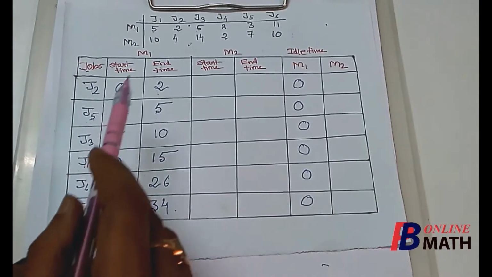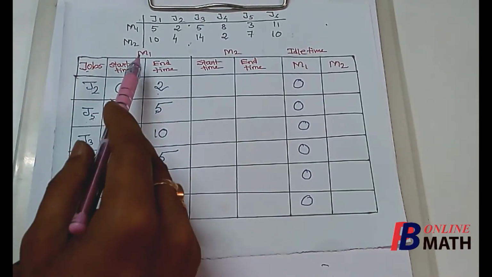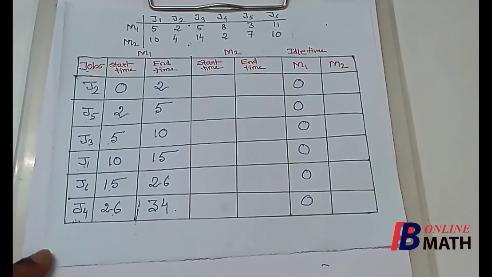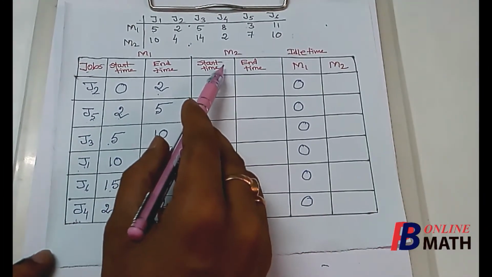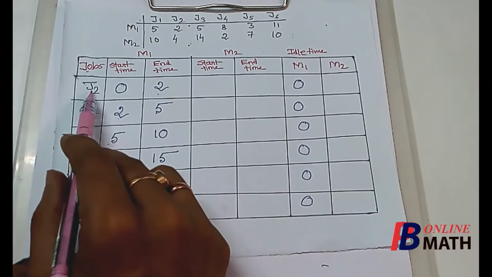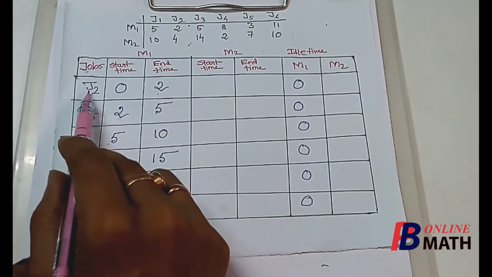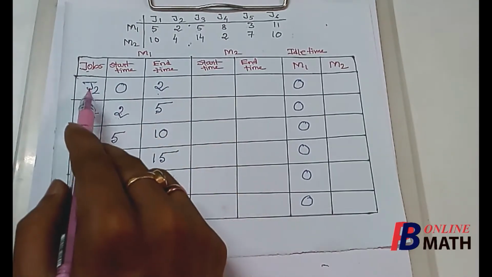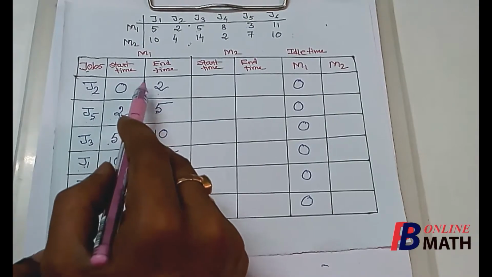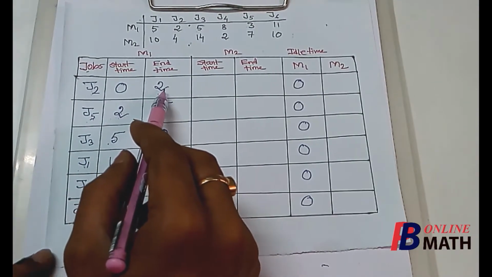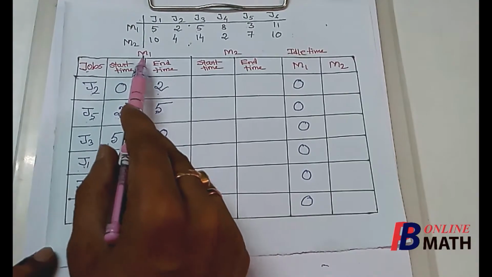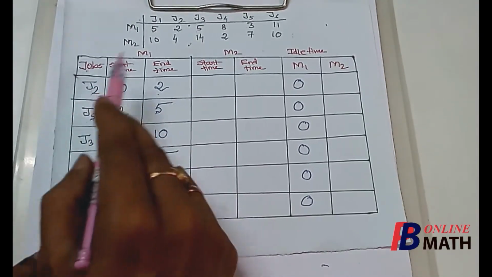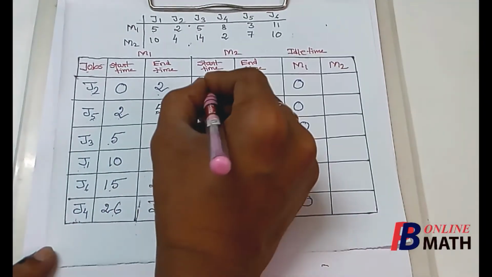So the start time and end time for all the jobs on machine 1 are obtained. Now let us find the same for machine 2. Now we find that the start time on machine 2 for the job J2 will be 2, because this job J2 can be processed on the machine M2 only after it finished processing on machine M1. Now we find that the job finished processing on machine M1 only after 2 units of time. So the start time for this job on machine M2 will be 2.